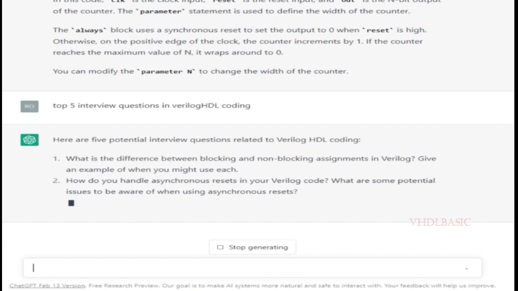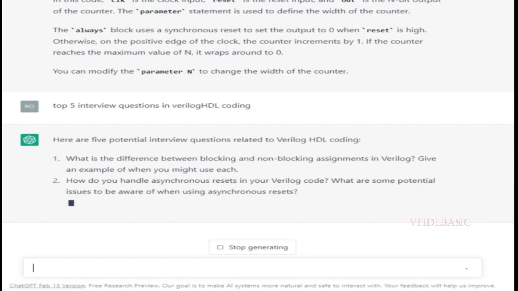Use a reset state machine. Reset state machines can be used to manage the reset signal and ensure all the signals are set to the correct reset state. The state machine can be triggered by the reset signal and it can sequence through the various reset states until the system is fully reset.